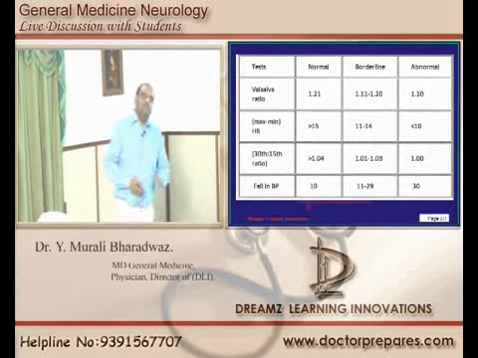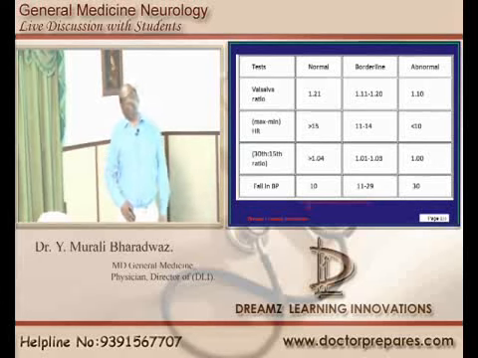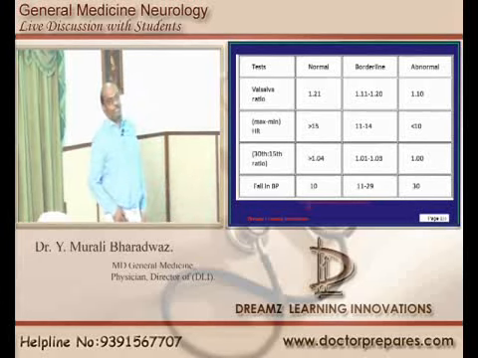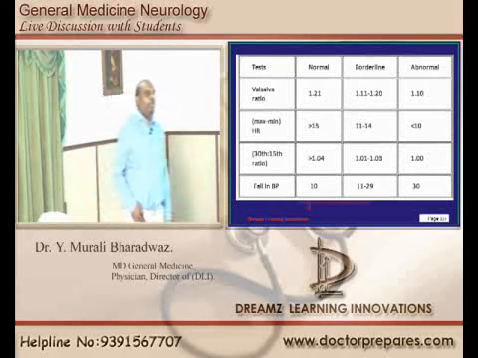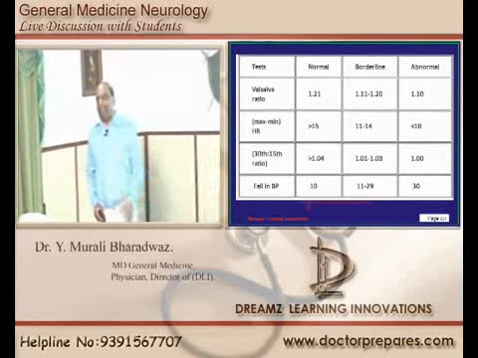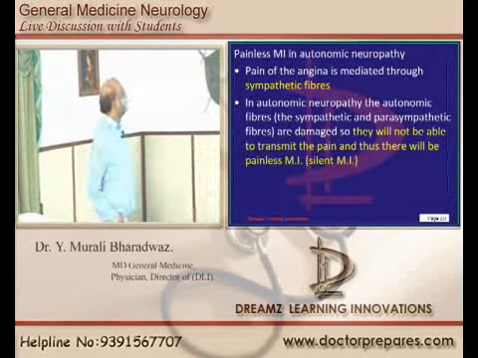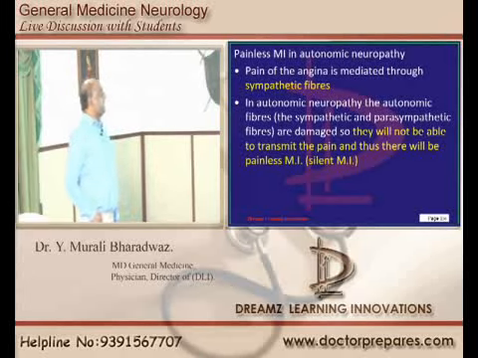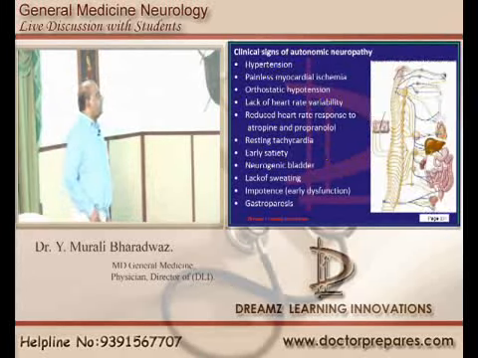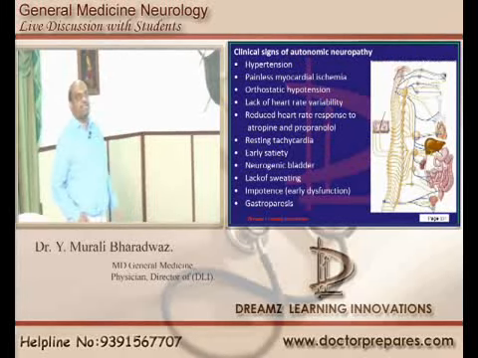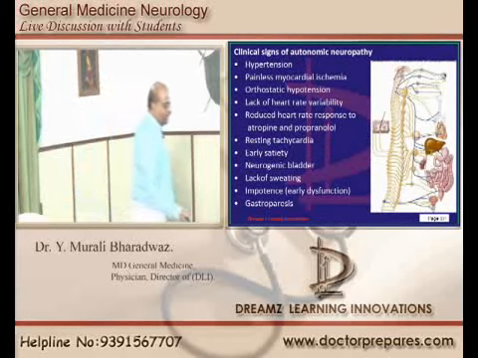What is the way by which we can diagnose autonomic neuropathy? You should be very sure. If a patient with autonomic neuropathy happens to have an MI, typically it will be a painless MI, which you need to appreciate. If you look at the clinical features, the patient can have hypertension, resting tachycardia, early satiety, lack of sweating, gastroparesis, etc. Any of them can be the problems.